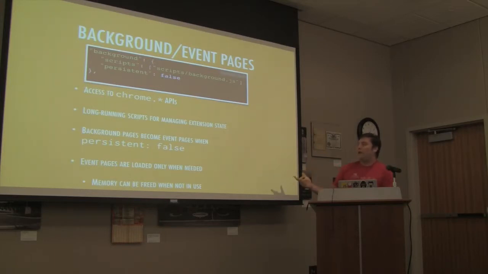If persistent is false, then the event page is only loaded when it's needed, and then it's taken out of memory and its resources can be freed up, so your extension is not causing Chrome to lag or take up too much memory. So it'll only come back to life when things send messages to it, then it'll pop back into existence and answer those.